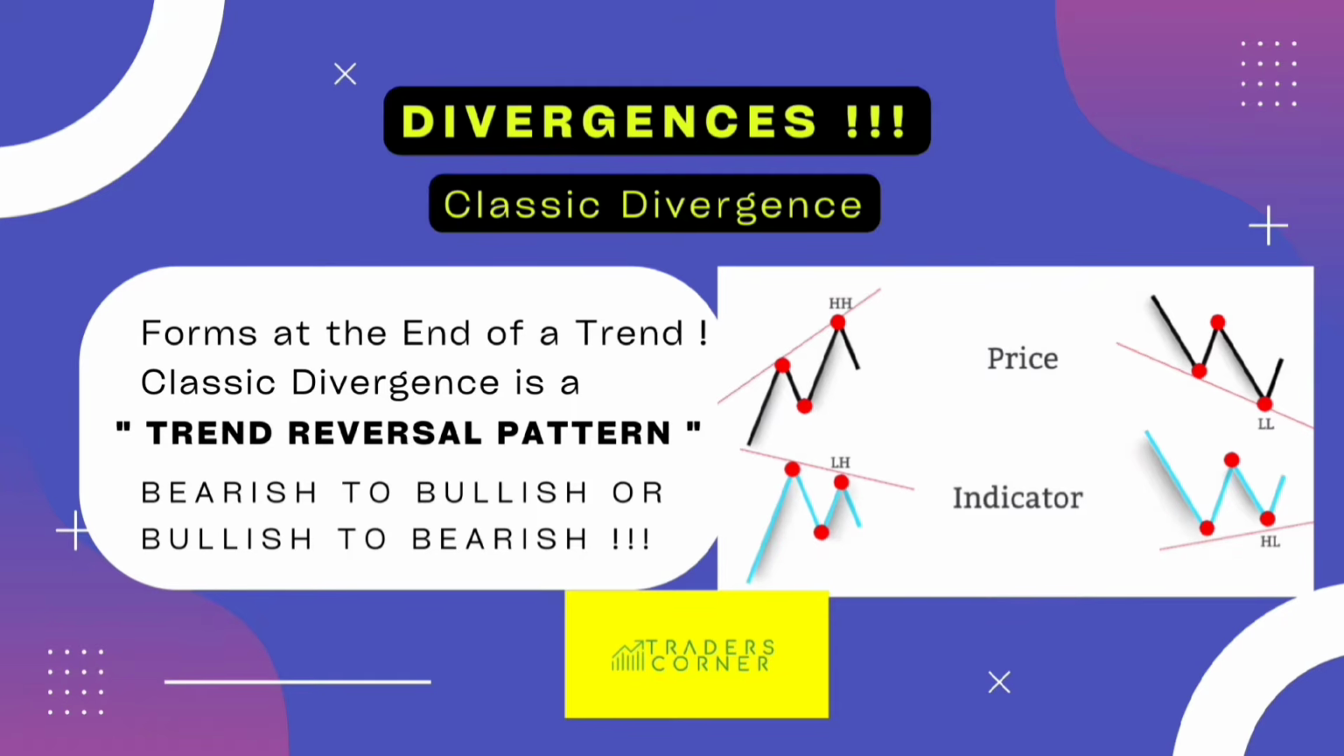Okay, classic divergence is a trend reversal pattern, which means either from bearish to bullish, or bullish to bearish. To say in simple words, this classic divergence is used to find whether the trend is changing from downtrend to uptrend or uptrend to downtrend. This one is classic divergence.